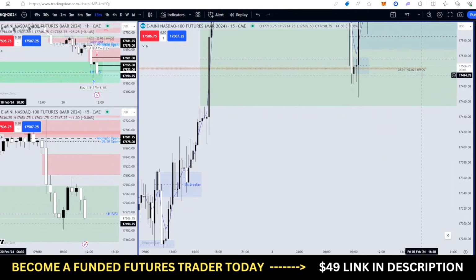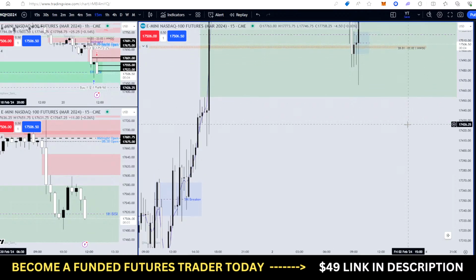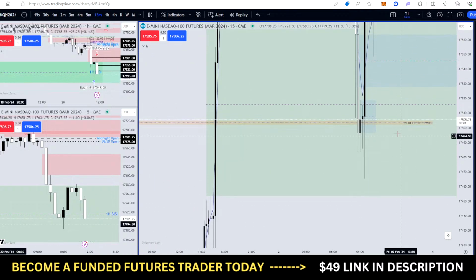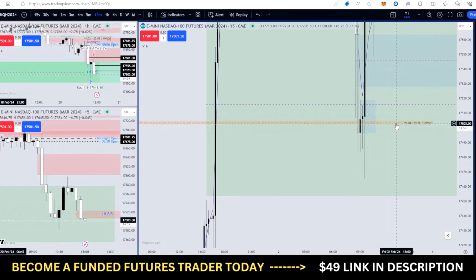Right now, price is at the new week opening gap of January 28th through February 2nd. It's a small little area right here between 504 and 502. Okay, it's now broken that area.